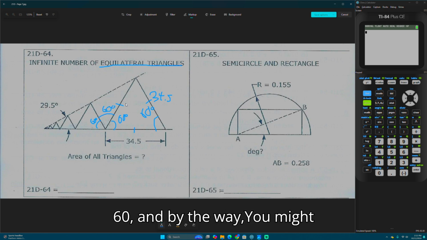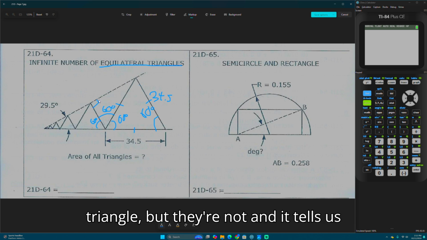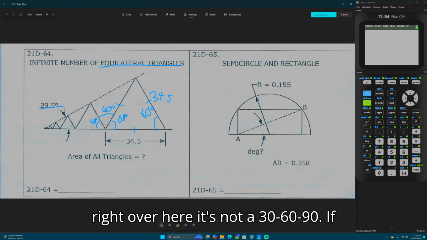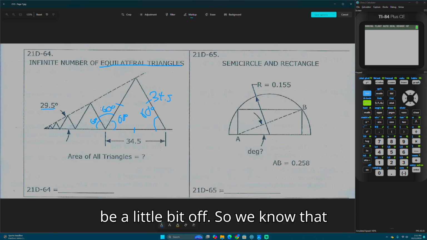So that's 60. And by the way, you might immediately want to say this is a 90-degree right triangle, right? And you might want to say that that's a 90-degree right triangle, but they're not. And it tells us right over here, it's not a 30, 60, 90. If you said it's a 30, 60, 90, you'll be a little bit off.